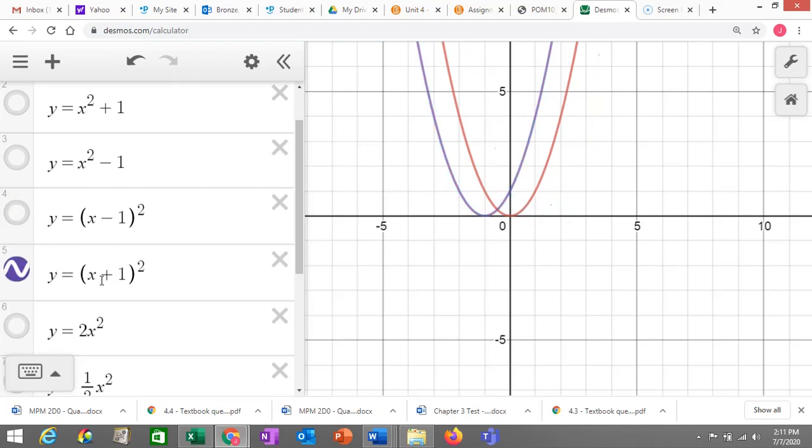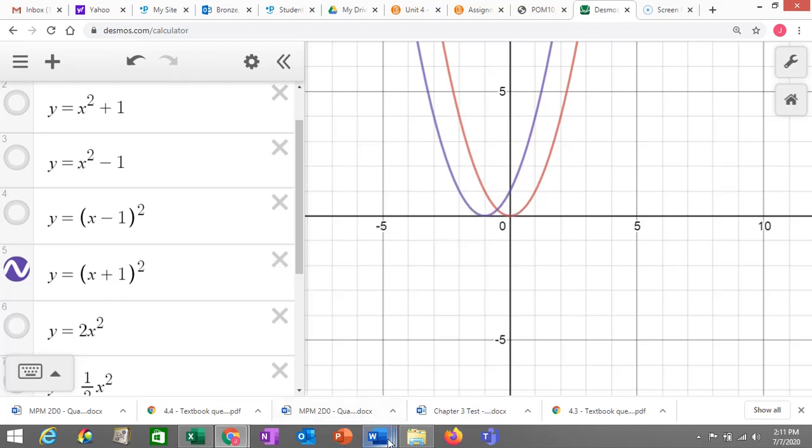Similarly, if you have x plus 1, this is an h value of -1, and that means the graph now moves to the left. So if you have an h value of -1, this becomes x plus 1, and the graph moves by 1 unit to the left. And so that means every coordinate on your original graph moves to the left by 1. So you have essentially every x value goes down by 1.